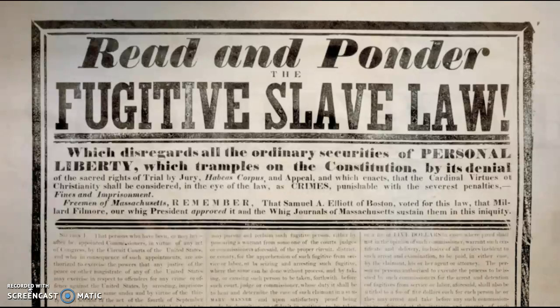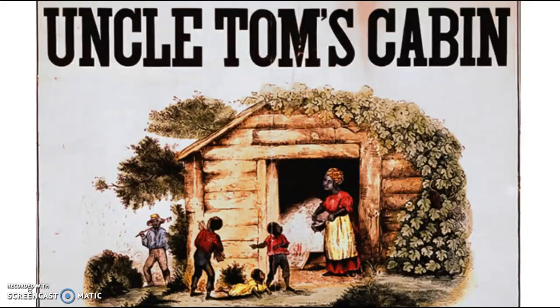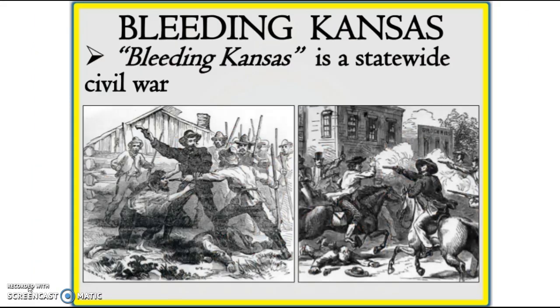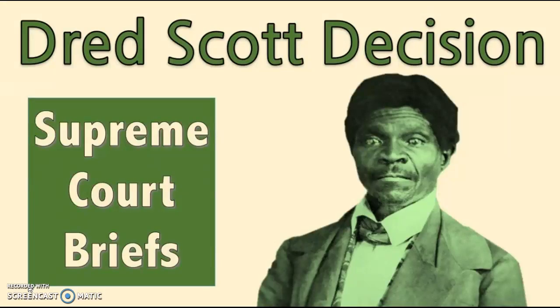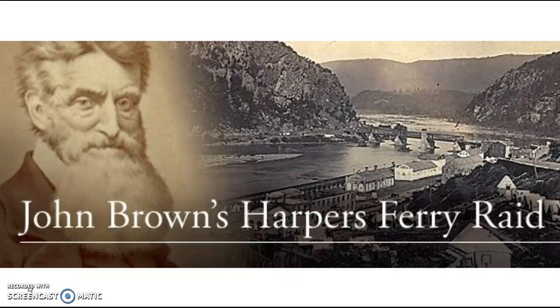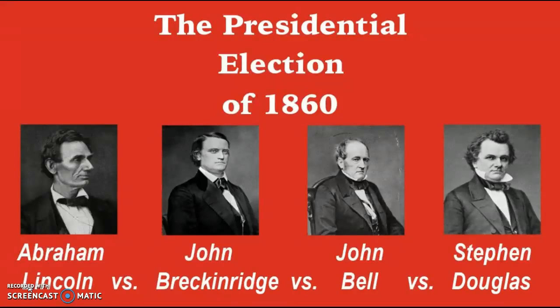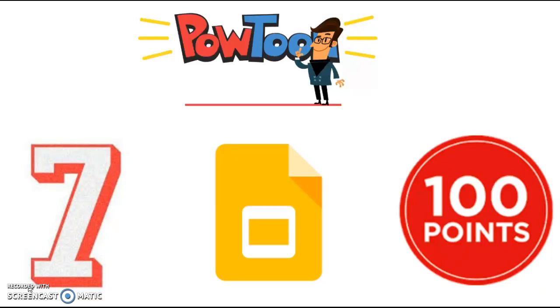The first one would be the Fugitive Slave Act of 1850, the publication of Uncle Tom's Cabin, Bleeding Kansas, the caning of Charles Sumner, the Dred Scott decision, the attack on Harper's Ferry by John Brown, or they could choose the presidential election of 1860.